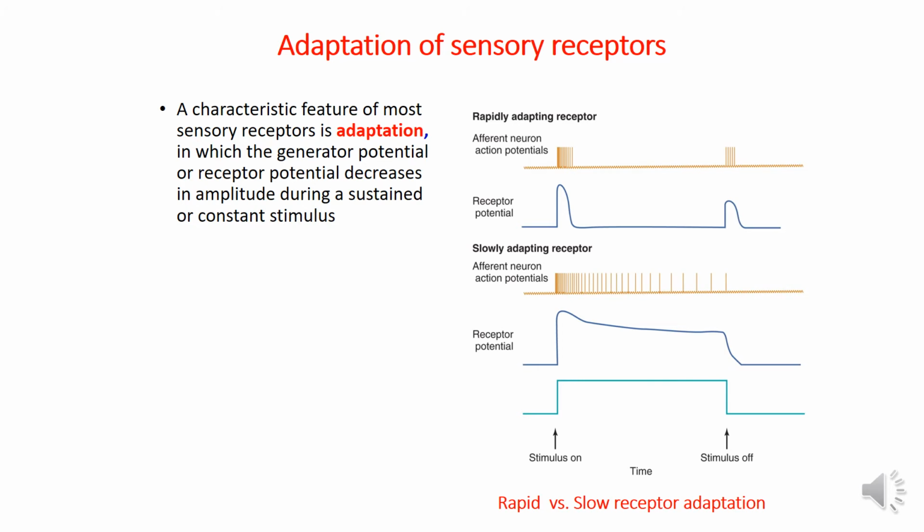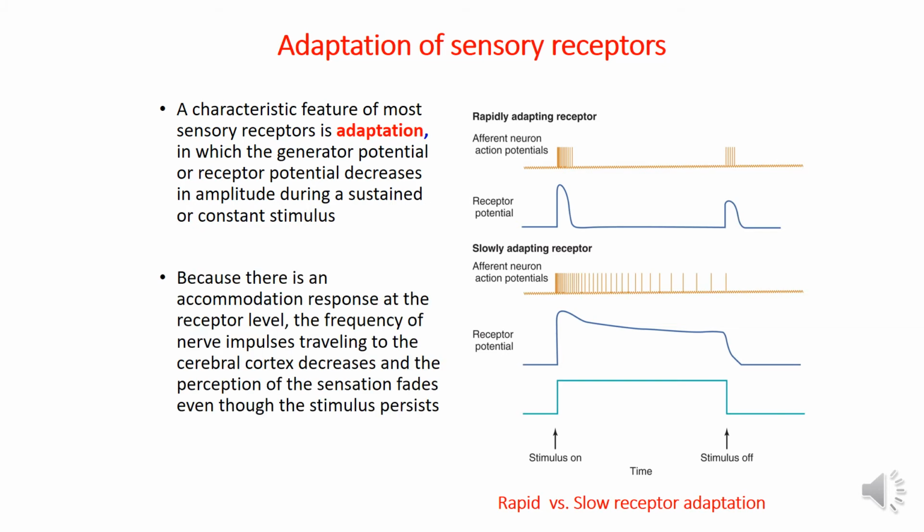Then we are going to move into an important topic, which is the adaptation of sensory receptors. What is the meaning of adaptation of a sensory receptor? Adaptation is defined as the decline in the frequency of the discharge with constant stimulation. For example, we have here two categories of receptors. One is known as rapidly adapting, and the other is known as slowly adapting receptors.